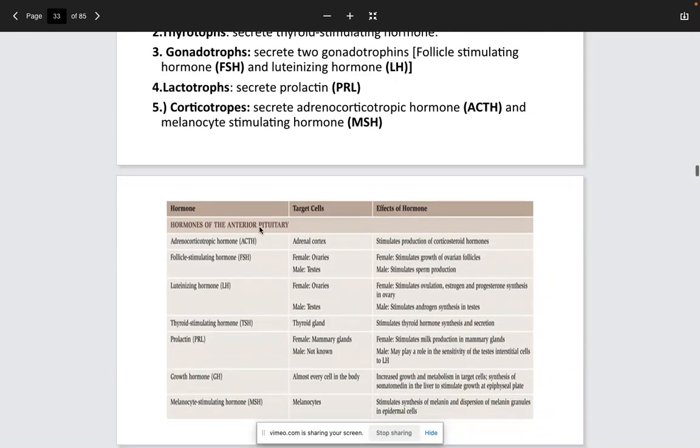The somatotropes will come down here to growth hormone. Being the somatotropes, growth hormone is going to be present in pretty much almost every cell in the body. So people that are taking HGH, I don't know whether they realize this or not, but it's going to cause not only increased growth of the muscle. If you think about the muscle, the heart's a muscle, so this can cause the heart to enlarge, right? So this causes increased growth of metabolism and target cells, causes synthesis of somatomedin, you don't have to know that word, but stimulates growth at the epiphyseal plate.